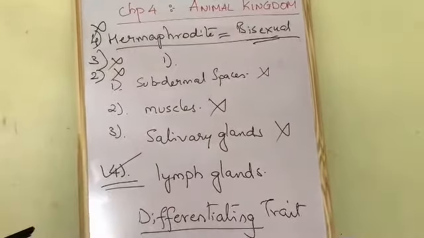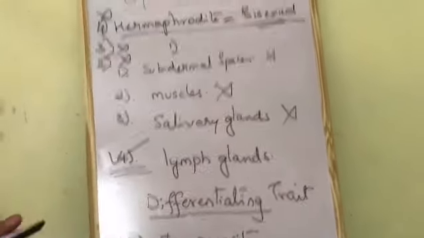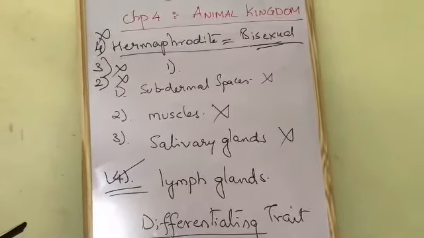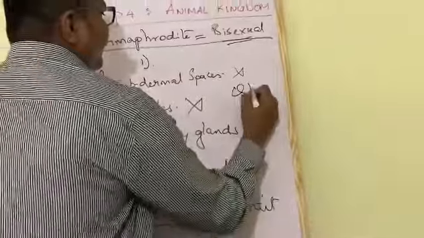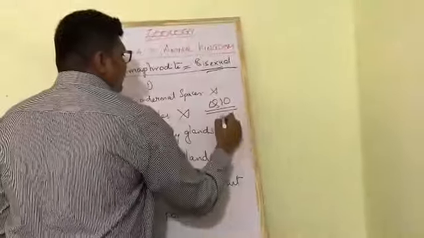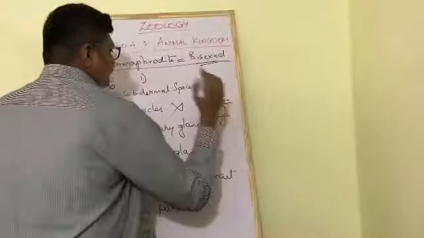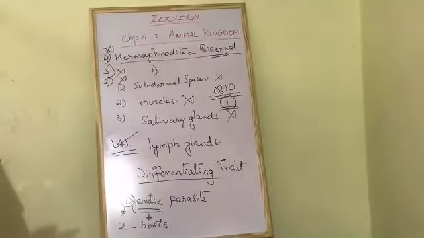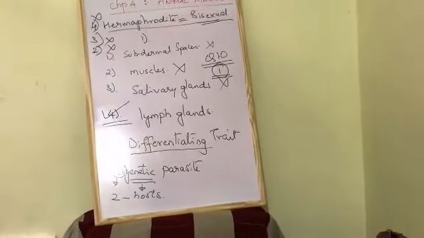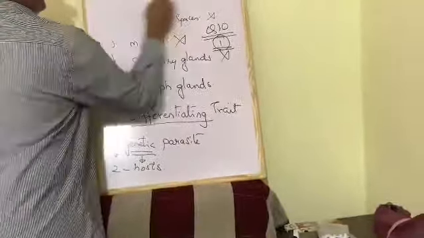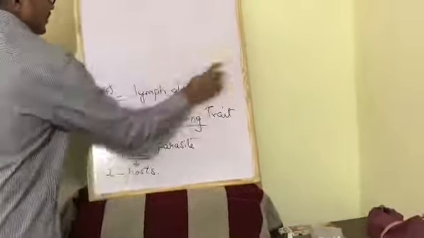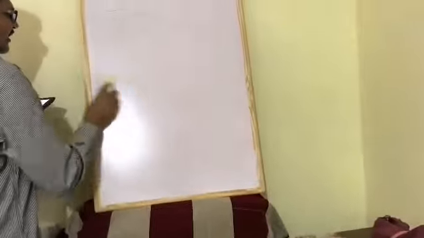Ascaris male and female is present in 2 different bodies. Next is rhabditiform larva, which is present in the Ascaris. So question number 10, answer is option number 1. So 10 questions are over. Let me erase the board for you and we'll proceed with the next question, which is question number 11.